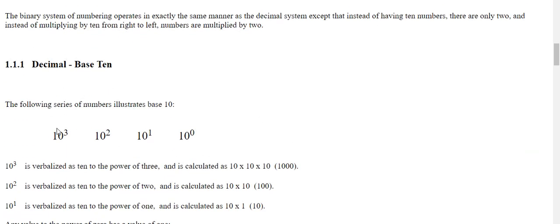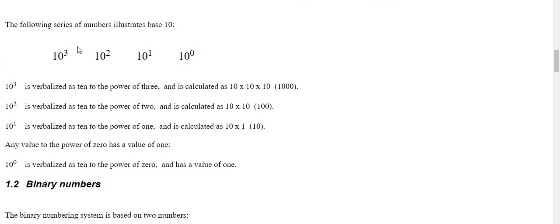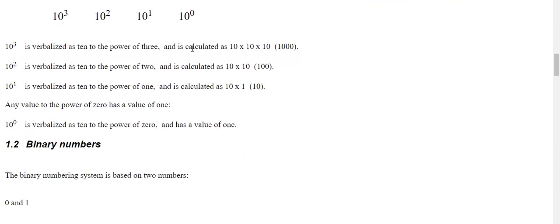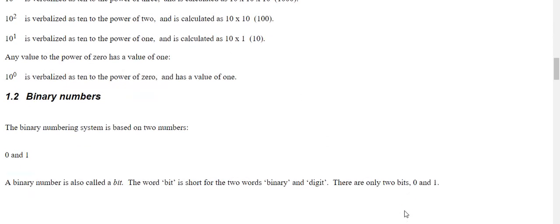So if you know your exponents, decimal is base 10. And if you're not familiar with this way of representing numbers, don't worry about it. But if you are, 10 to the power of 0 has a value of 1. 10 to the power of 1 is 10, 10 to the power of 2 is 100, 10 to the power of 3 is 1000, and so on.